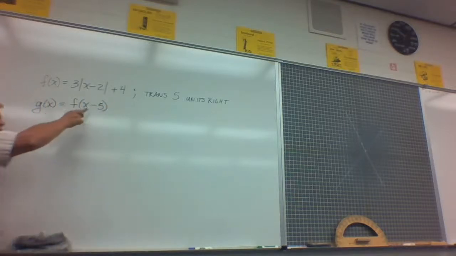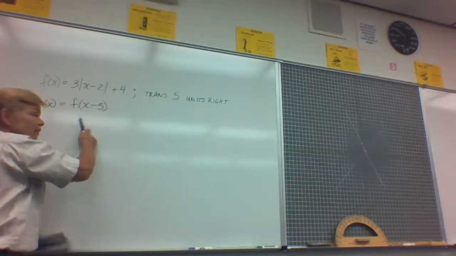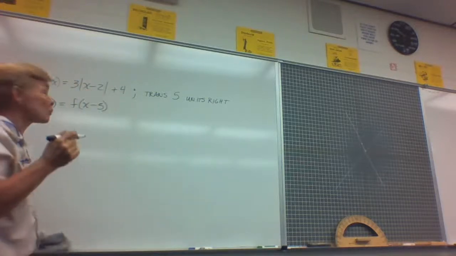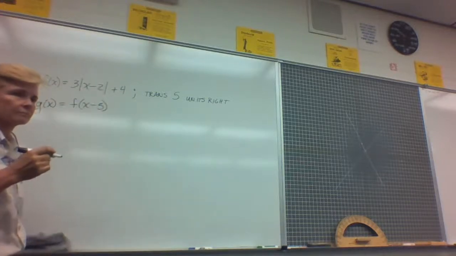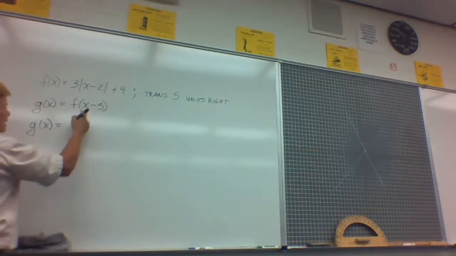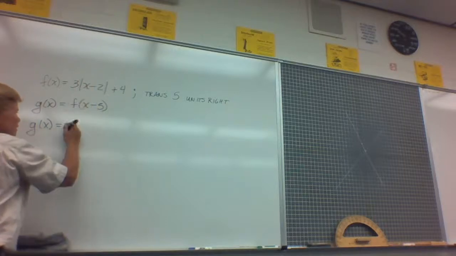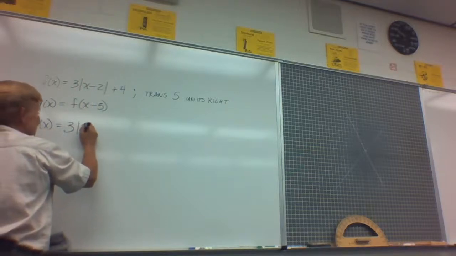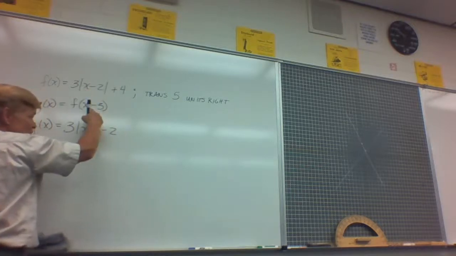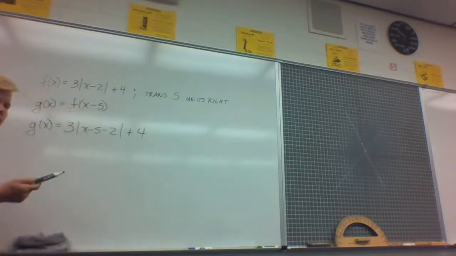Because it happens inside the function, opposite of what you think. Right is positive, and yet we're going to subtract 5. Do you understand this move? That this represents the translation on f without looking at f yet. So g is going to be, when we actually apply it to f, what we put inside this function is going to replace this x. So it's going to be 3 absolute x minus 5 minus 2, because that x is being replaced with this junk inside, and then plus 4. Nothing else is changing. Do you understand that move?